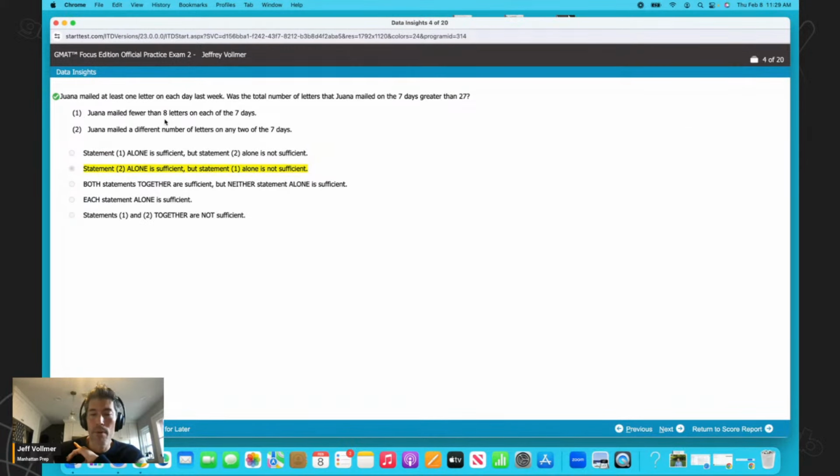Yeah, this is a simple potential testing cases problem, right? Suppose there was 1 letter on each day. Suppose there were 7 letters on each day. Both of those follow the rules of statement 1. Statement 1 is not sufficient, because you could have 7 total letters or you could have 49 total letters. But statement 2, even if I tried to minimize how many letters Juana sent, the minimum would be for her to send letters in numbers of 1 through 7 on each of the 7 days, and 1 plus 2 plus 3 all the way to 7 adds up to 28. So that's got to be more.